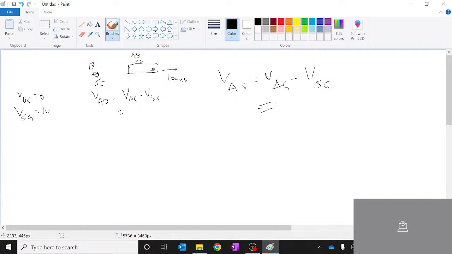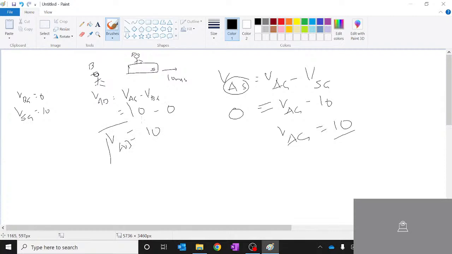What is velocity of A with respect to S? It is 0. Why? You are stationary because this is not moving. So whatever is the velocity of S, it will be the same velocity of this. Therefore it is 0. My VAG is what I am supposed to find out. VSG is 10 meters per second. Therefore velocity of A with respect to ground is 10, minus velocity of B with respect to ground, which is 0. Therefore velocity of A with respect to B is 10.